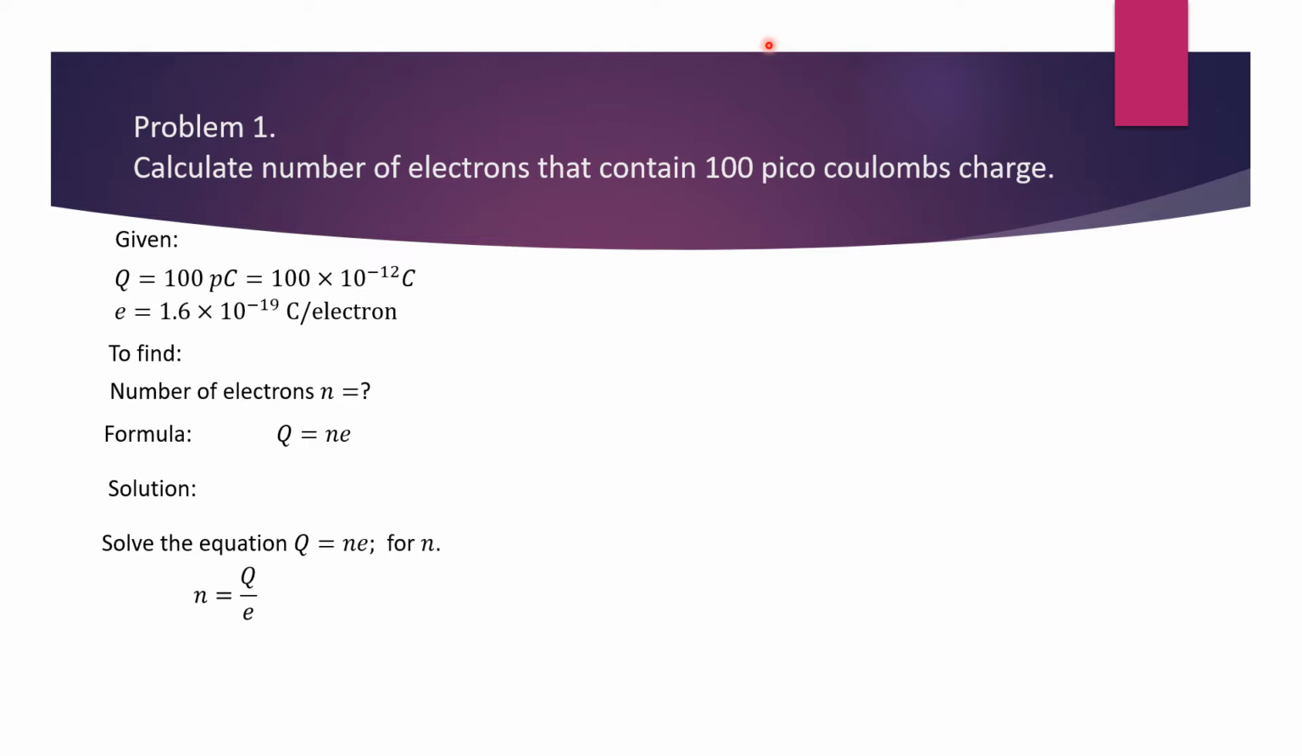Now the solution is, first solve for N, that is the number of electrons. N is equal to Q over E. We take this E to the other side and isolate N and write it as N equal to Q divided by E. Now substitute the values.